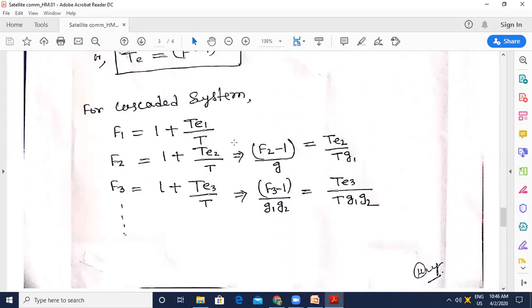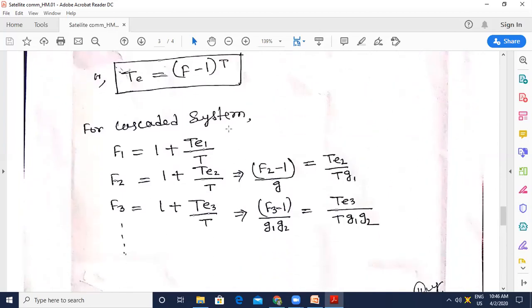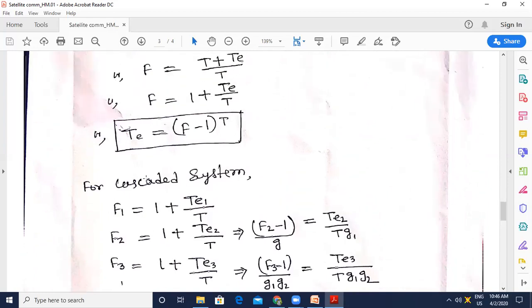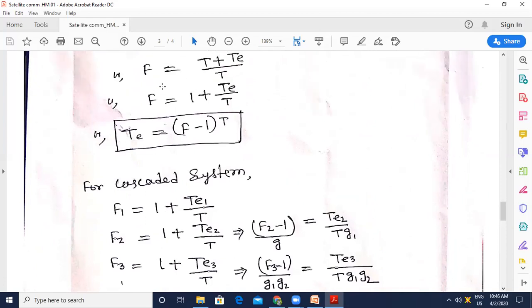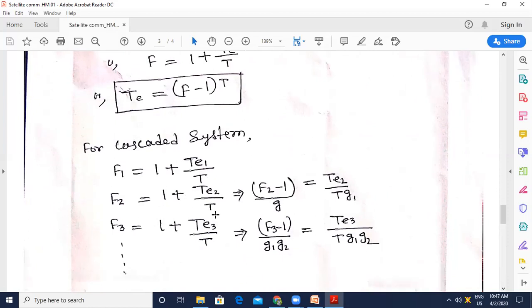So if we have a cascaded system like this, then we'll have F1. For F1, it is 1 plus T1 upon T. From here, F is equal to 1 plus T upon T0. I have put this formula here. So F1 is 1 plus T1 upon T0. F2 is 1 plus T2 upon T0, means F2 minus 1 upon G1 is T2 upon T0 into G1. Similarly, F3 minus 1 upon G1 G2 is T3 upon T0 into G1 G2.